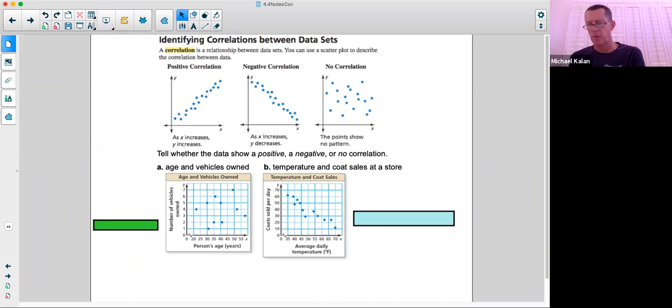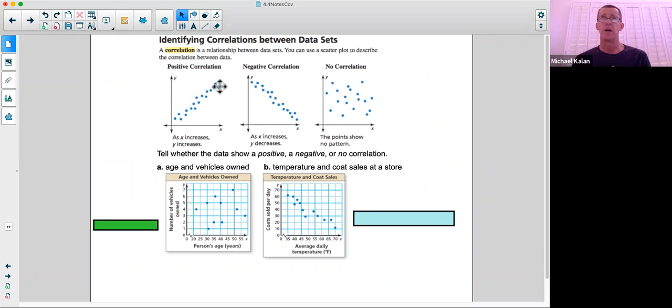So a correlation is a relationship between data sets. And we already said a scatter plot is two different data sets, right? So you can use the scatter plot to determine the correlation between data. Here's what we call a positive correlation. As your x values increase, what happens to the y's? They also increase. Goes up to the right.